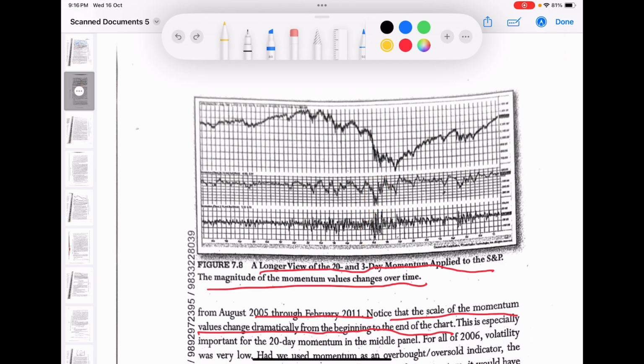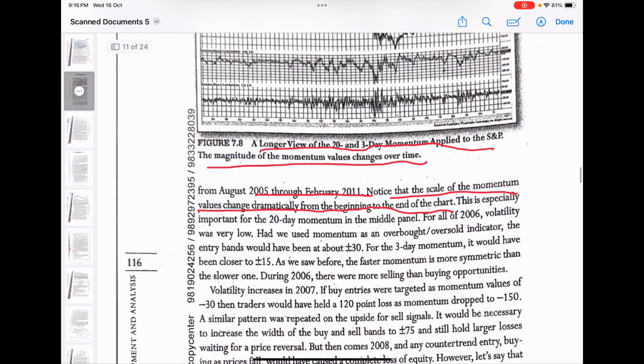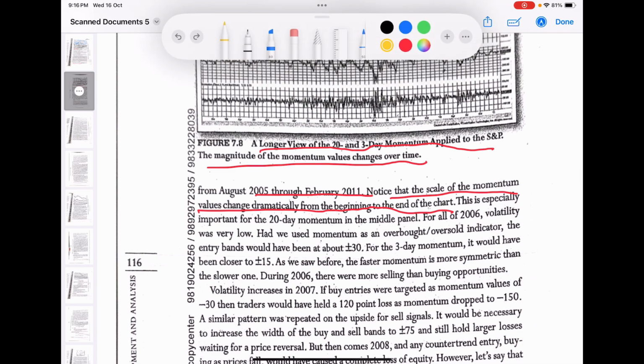I'll tell you why that happened. So you all know what happened in 2008, the market crash. And before that, a lot of volatility was in the market in general as well. A lot of unexpected moves were happening during that period because of the banking crisis. In that situation, volatility was low in 2006. But if you would have used momentum as an overbought or oversold indicator, then the entry would have been at about plus minus 30. For the 3-day momentum, it would have been closer to plus minus 15.